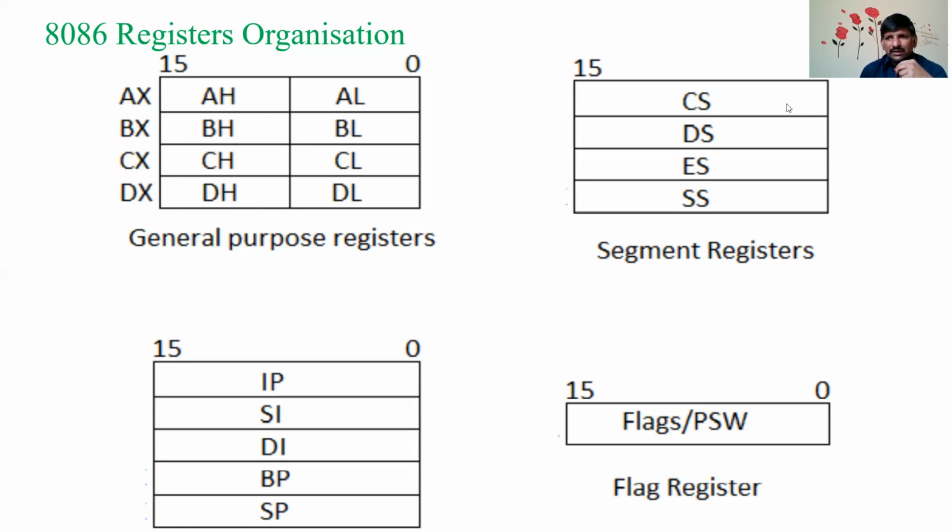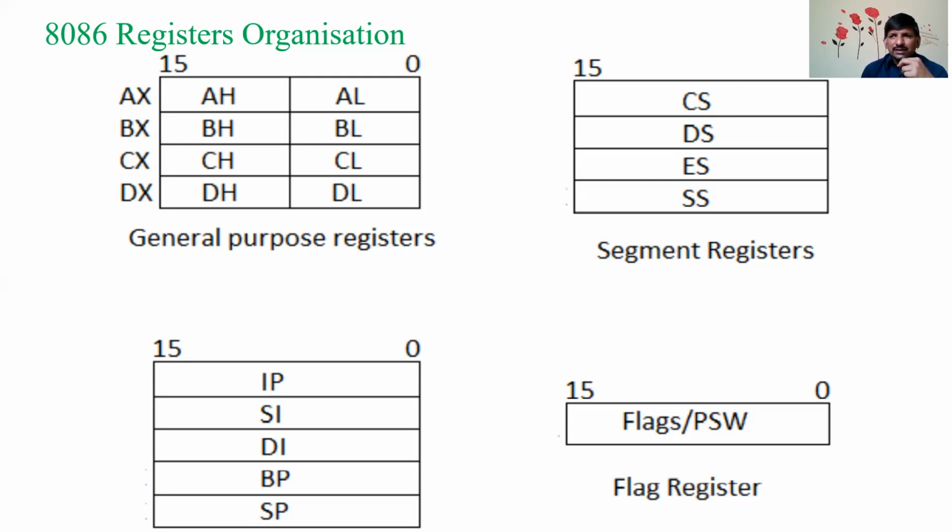Next, segment registers. So 8086 contains 16 data bits, that is D0 to D15, and 20 address lines, meaning A0 to A19. So it contains 20 address lines, meaning it can address up to 2 power 20 memory locations. These 2 power 20 memory locations are logically divided into 16 logical segments. Each segment size is 64 kilobytes.